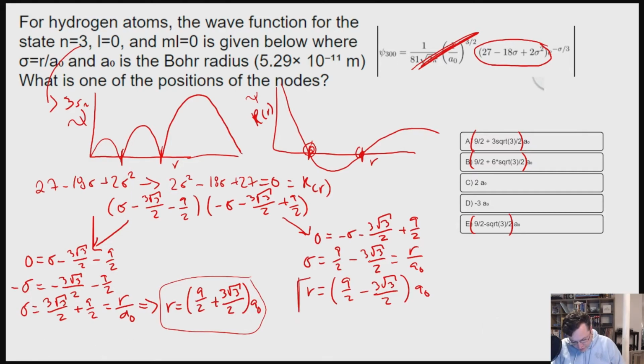So those are the 2 points of where it's going to be equal to 0, where one of the nodes is going to be located. Now, looking at this, what we can see is that this first one is 9 halves plus 3 times the square root of 3 over 2 AO. So that matches this right here. So this one's correct. The next one is 9 halves plus 6 times the square root of 3 over 2. So that's not right.